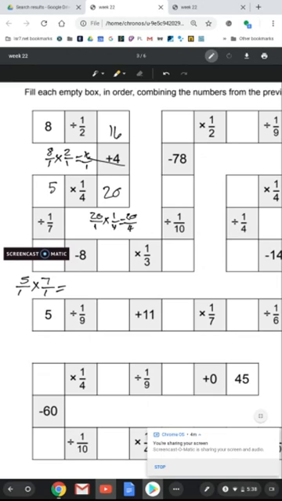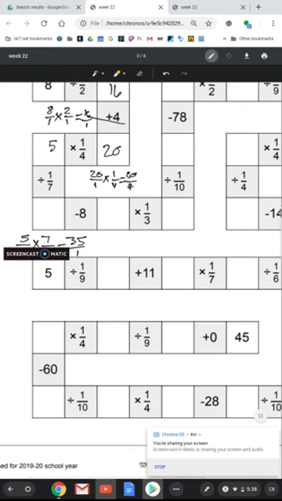So 5 times 7 is 35 over 1. What is 35 over 1? That's the same as 35. 35 minus 8 is 27. A third of 27, if we put 27 over 1 and we multiply across, that's 27 thirds, or that also equals 9. 9 divided by 1/10.